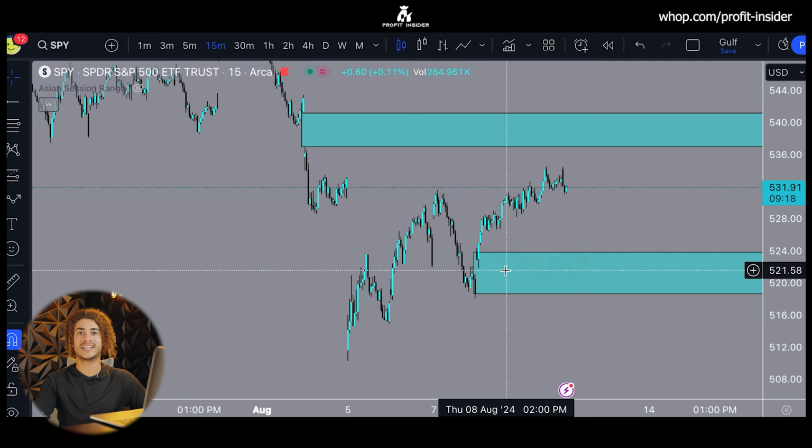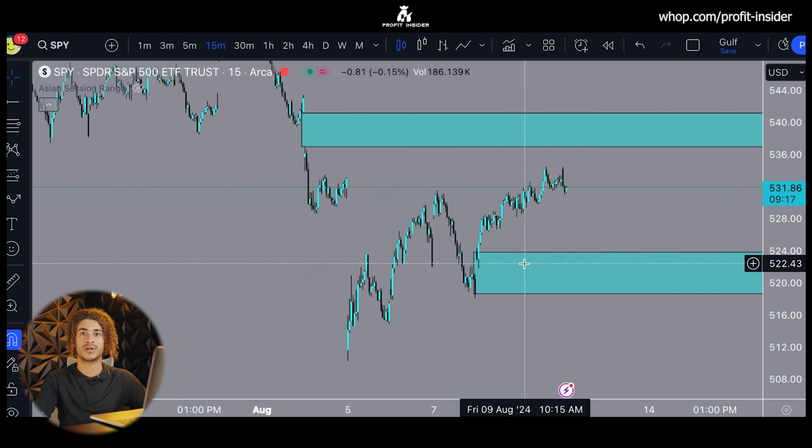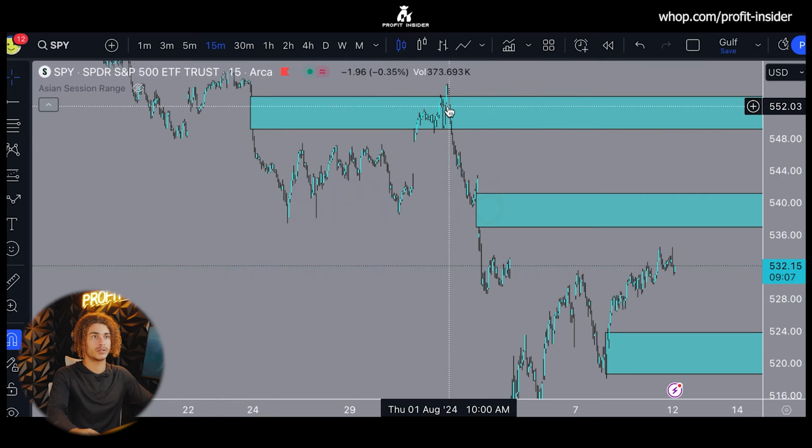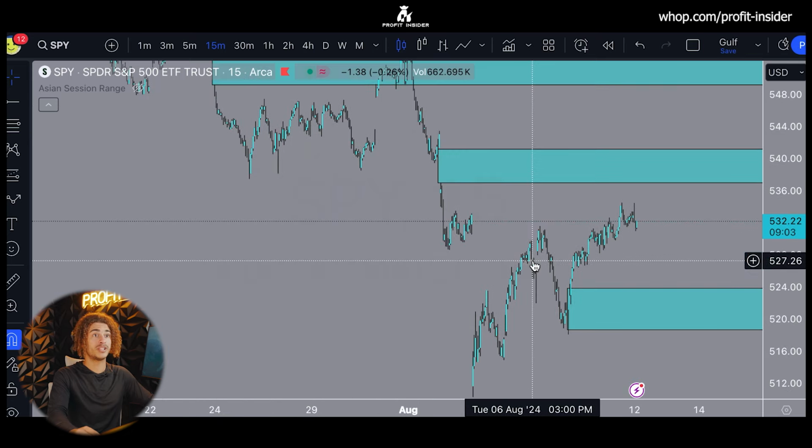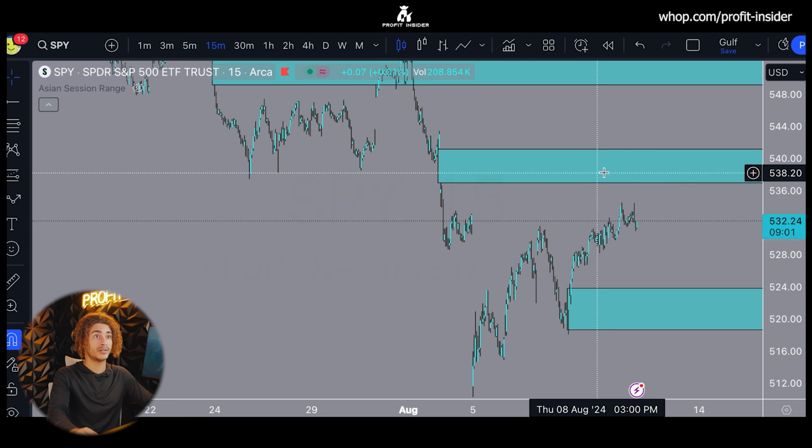These gaps often act similar to magnets. Price likes to target these gaps, it likes to come up to them, and it likes to bounce off of them. You can see right here, we created this gap, and then price came up and filled it perfectly. It now appears that price might be targeting this gap up here.